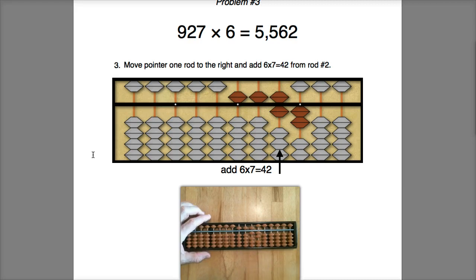5,562. So as you can see, once you get your multiplication facts committed to memory, multiplication on the Sorbonne is pretty straightforward. So good luck and keep practicing.